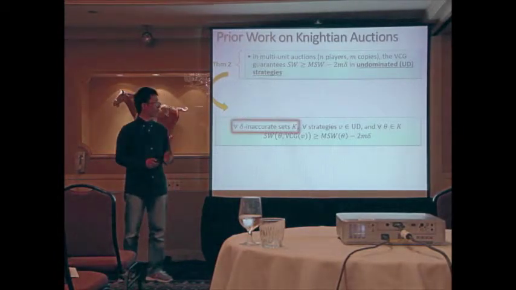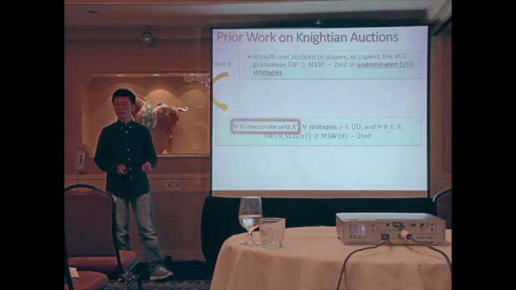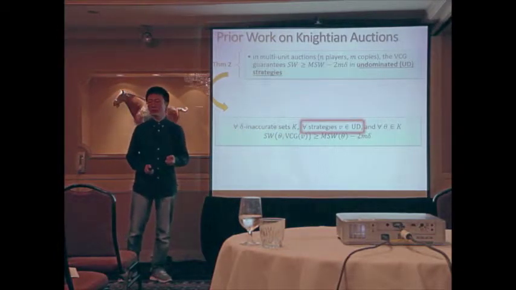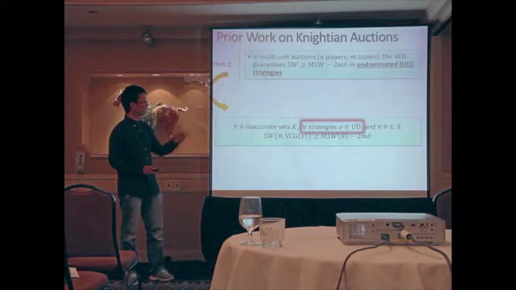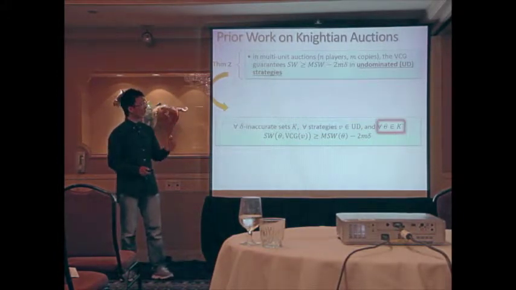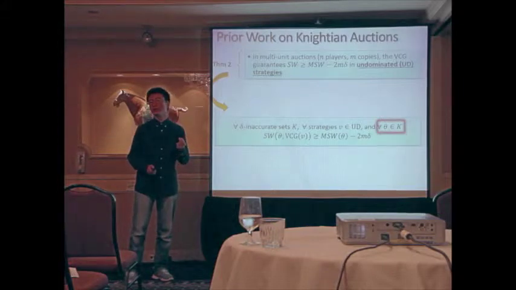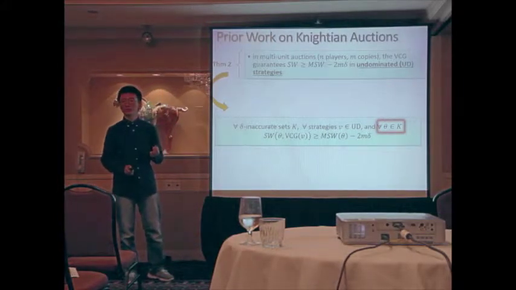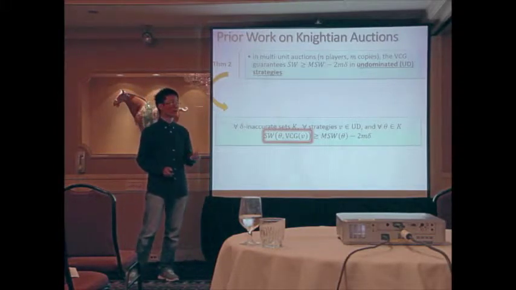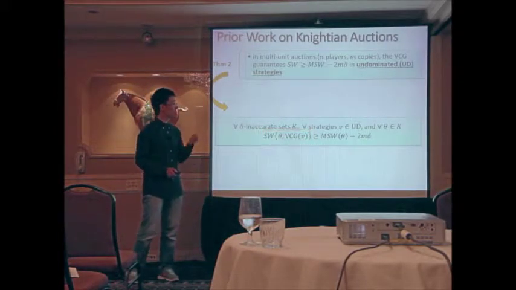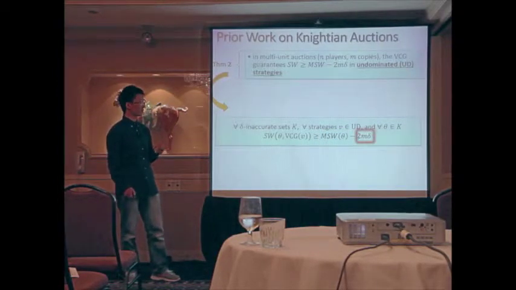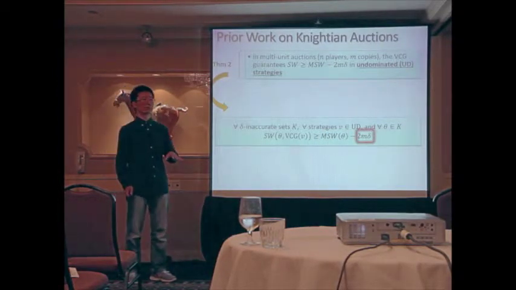Which is, for all the delta inaccurate candidate sets of all the players, for all the strategies that are undominated, I'm using UD to denote undominated strategies, and for all the possible valuations that are inside the candidate set, the social welfare of the outcome of the VCG is larger than or equal to the maximal social welfare minus 2m delta. So this is the formal statement of theorem 2.